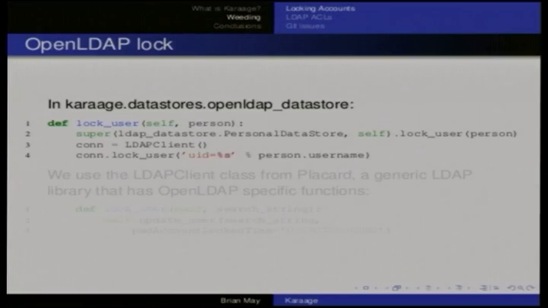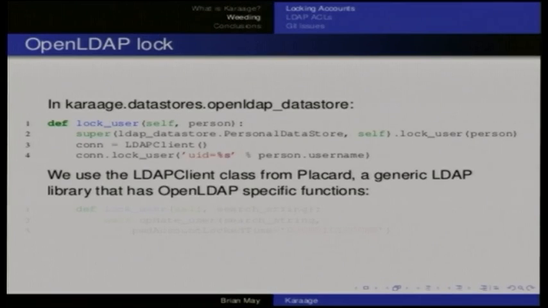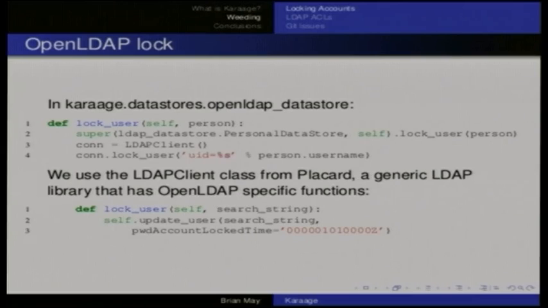The OpenLDAP data store method calls a method from Placard, supposedly a generic LDAP library. This method sets the OpenLDAP specific attribute and cannot be used for directory server 389. We also call the inherited method from the LDAP data store. So we've got a generic library, but it's not actually generic, it's specific to OpenLDAP.